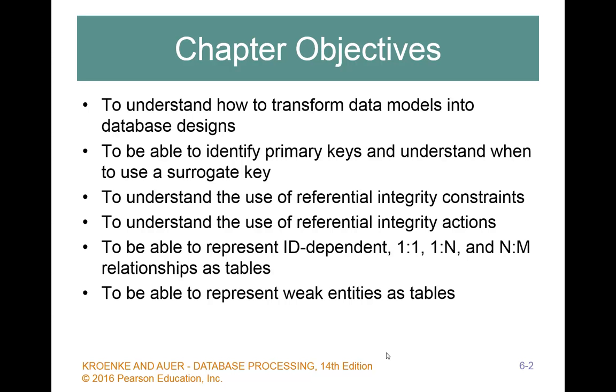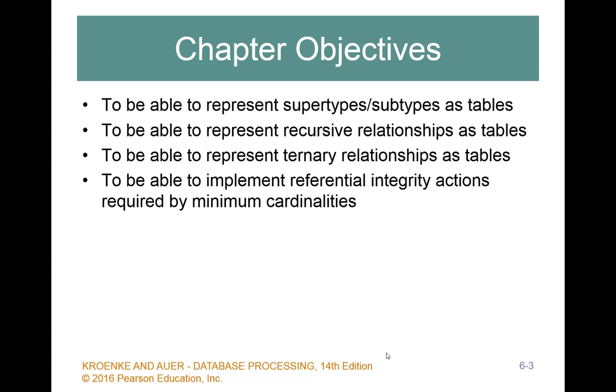how we would represent our tables from our ID dependent ER models in our one-to-one, one-to-many, and many-to-many relationships, as well as how we represent our weak entities as tables from our ER models. We need to be able to represent our supertype, subtype as tables, as well as any recursive relationships, and our ternary relationships when we have degrees of 3 between our entities. And then the last thing, how we would implement referential integrity actions that require minimum cardinalities.